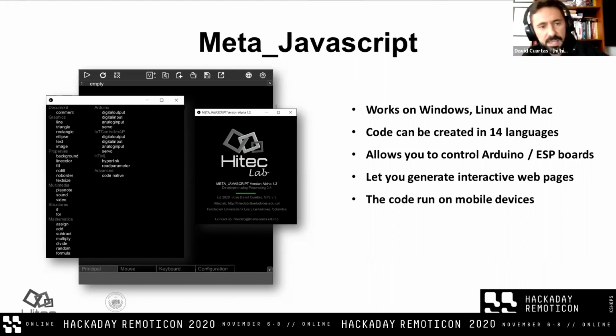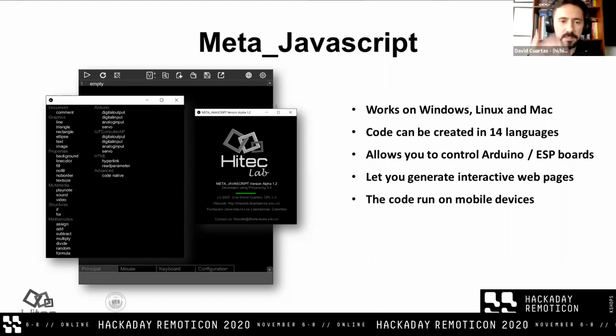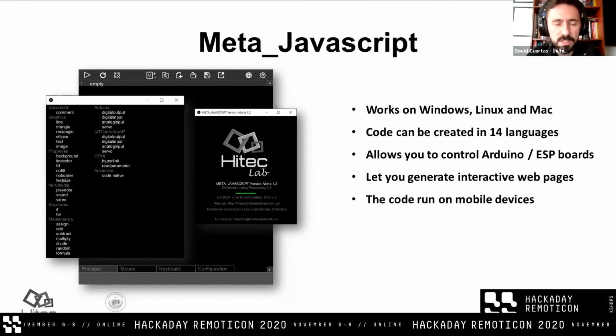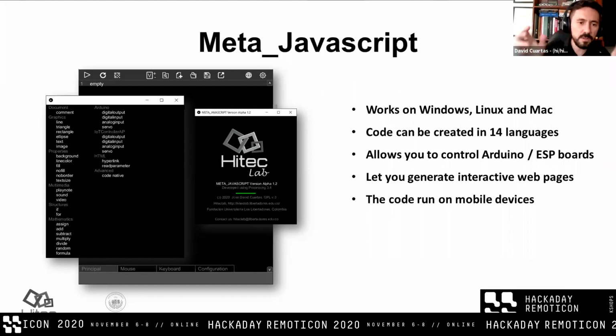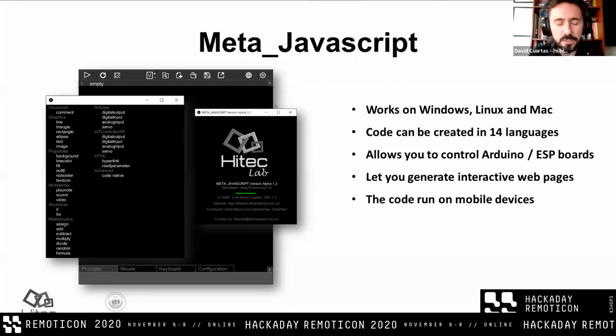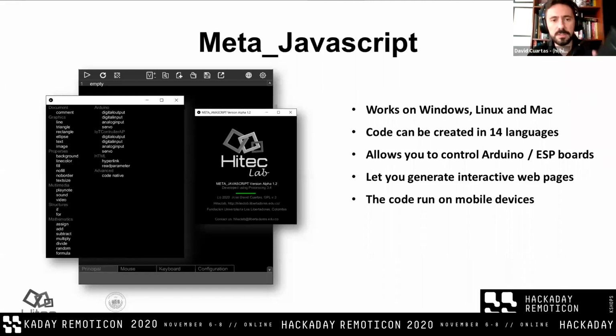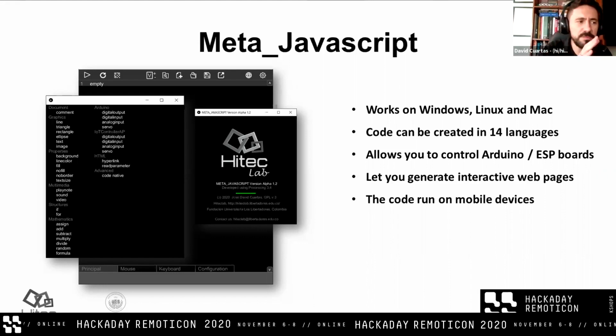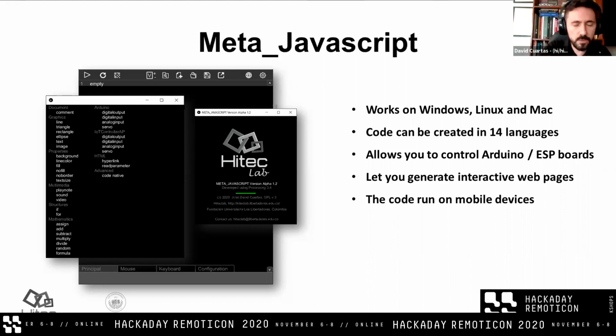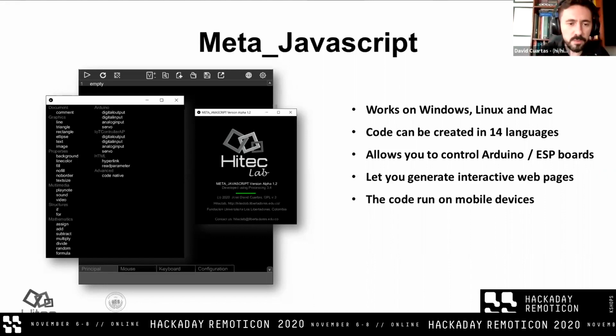So you just have to scan a QR code that the interface lets you generate, or you type the URL of the application, and then you will run the sketch on your phone. You just need to have the computer and your phone connected to the same router.